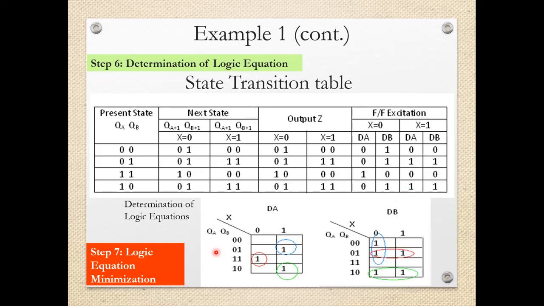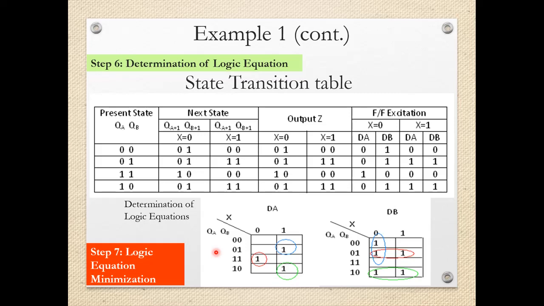Similarly, you can prepare the K-map for the B flip-flop. This is the column corresponding to x equal to 0. This column as it is, I will enter here 1 1 1. Here this entry is 0, so this I need not enter. And this is the other column for x equal to 1 for the B flip-flop, that is 0 1 0 1. So I will enter only dash 1 dash 1. And then you can group the minterms and write the logical expression.